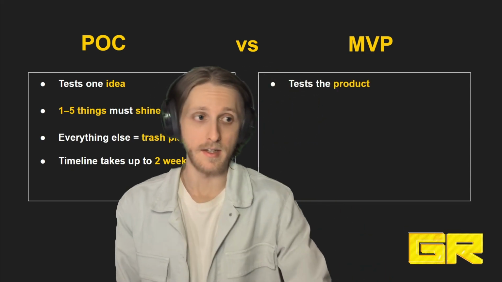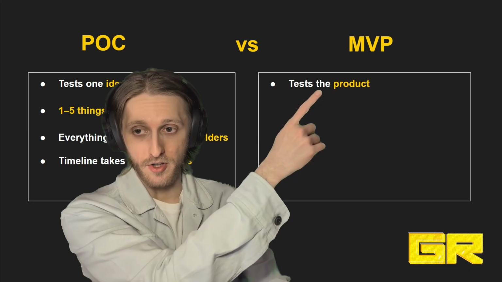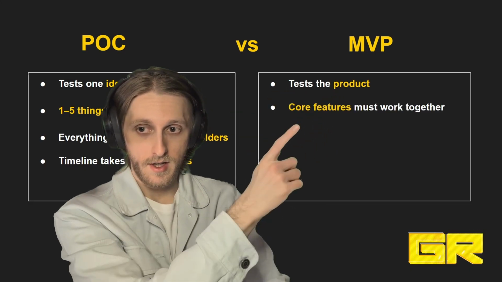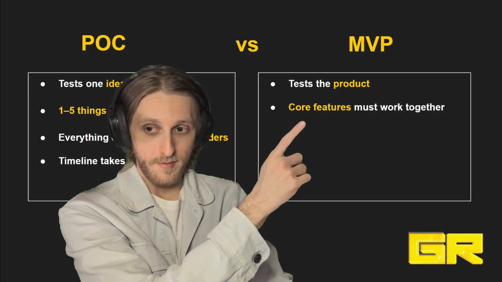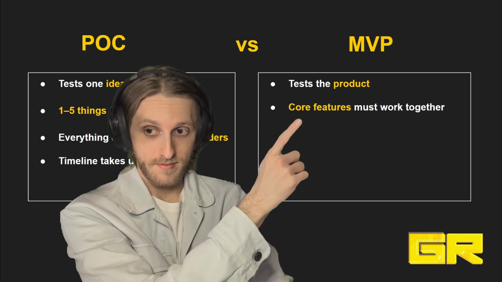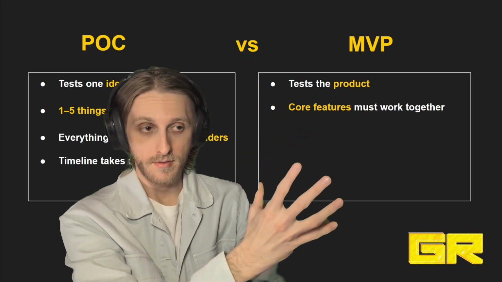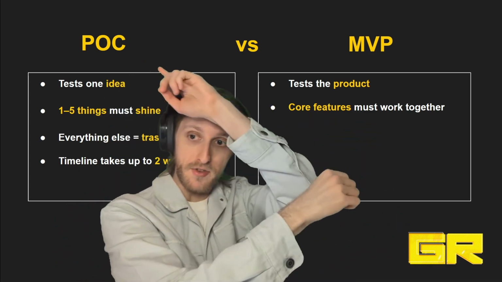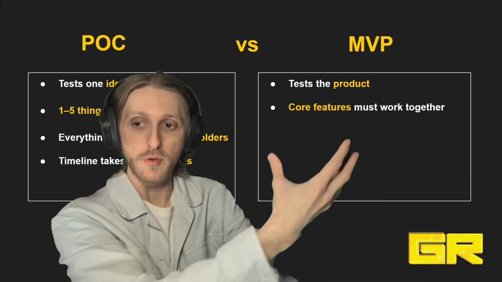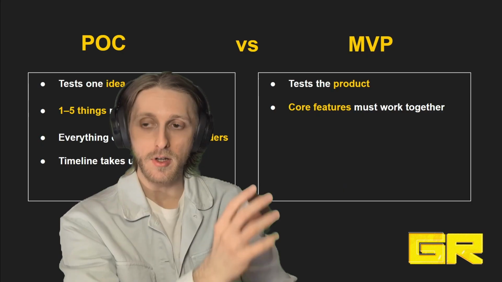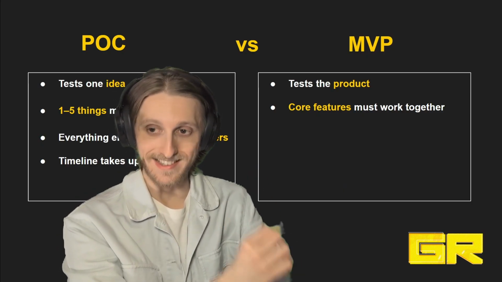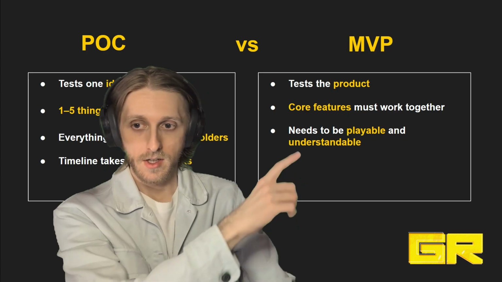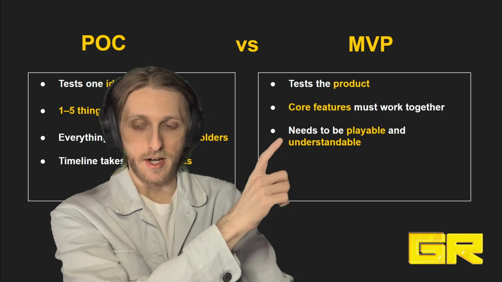Now, an MVP tests the product. Not the idea, the product. Core features must work, because if they don't, it's unplayable. If it doesn't work, it's still a POC then. So it should be usable. Minimum viable product. It's viable. It's usable, right? Needs to be playable and understandable.